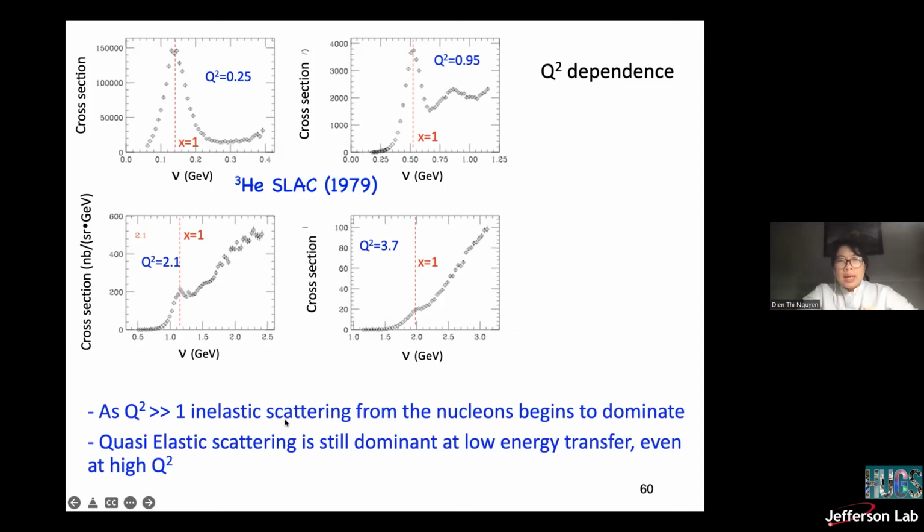But now if you take a look at the low transfer energy, even at very high Q square, this quasi-elastic peak is still dominant. We still mainly see quasi-elastic events at the low transfer energy. So this is the kind of perspective we want to learn about the quasi-elastic peak, to make sure that we are able to select the quasi-elastic events in the experiment, because of the challenge, the problem of mixing events.